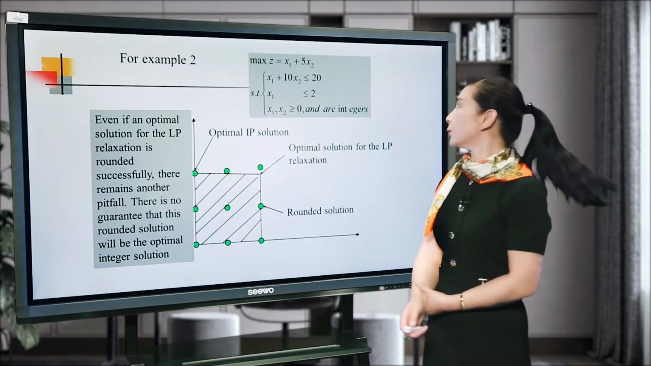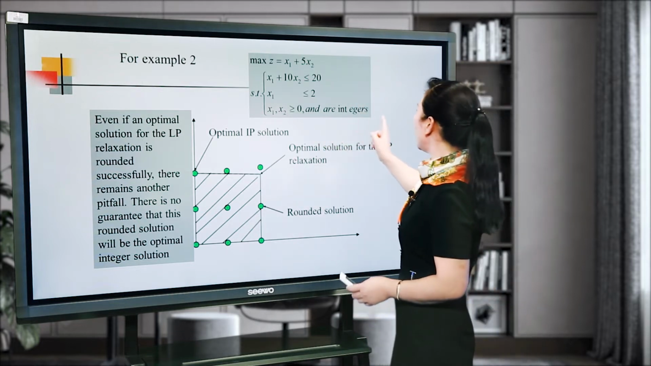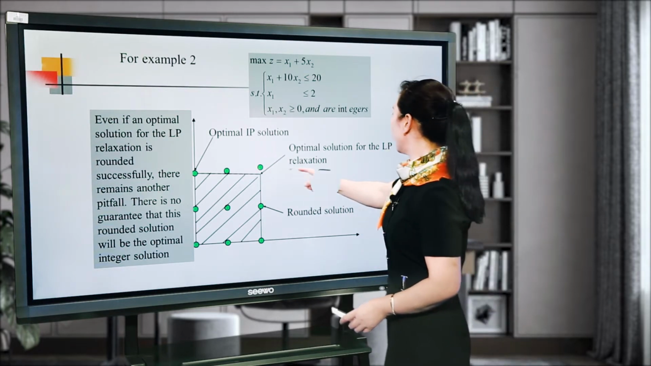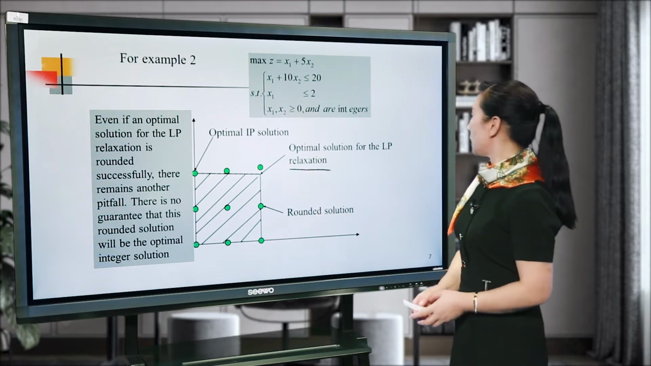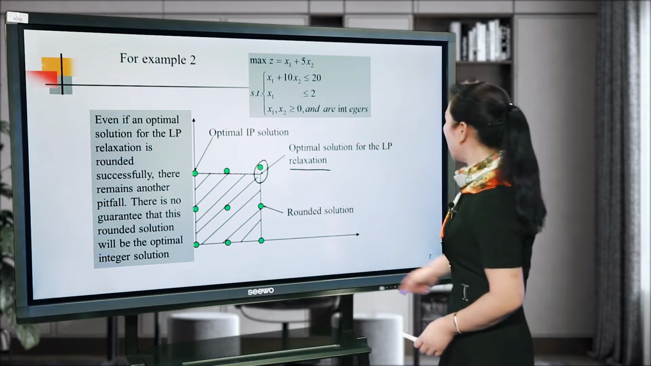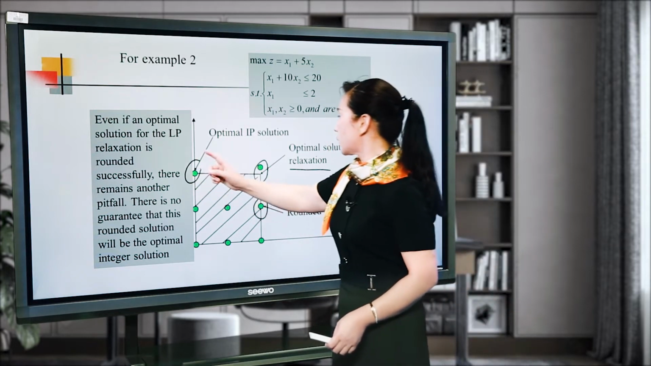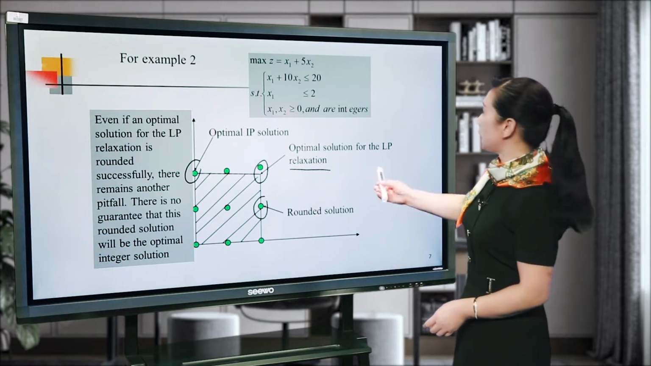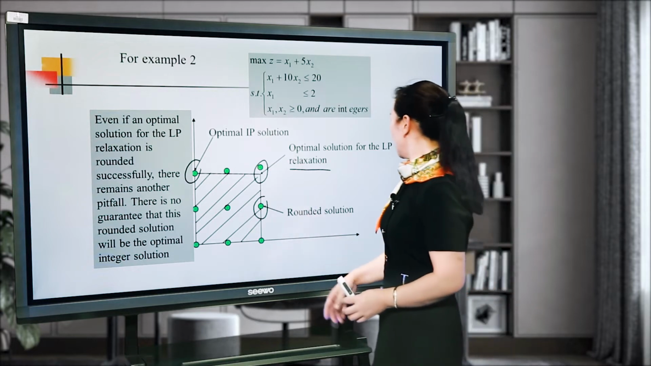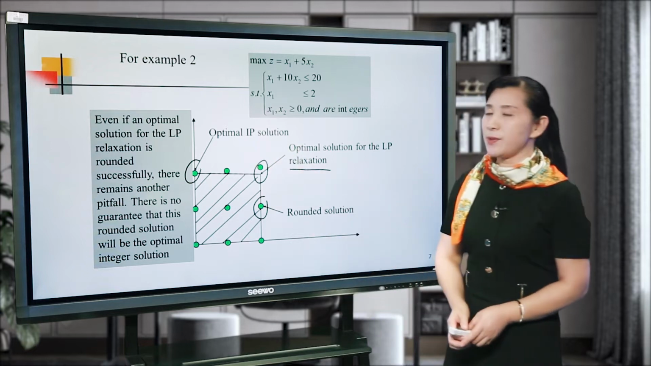Now we see example 2. In this example we notice that x1, x2 are both integers too. So we solve the LP relaxation. The optimum solution of the LP relaxation is this, and the rounded solution is this, but the IP optimum solution is this. So we notice in this example, the rounded solution is a feasible solution, but it is not the optimum IP solution.